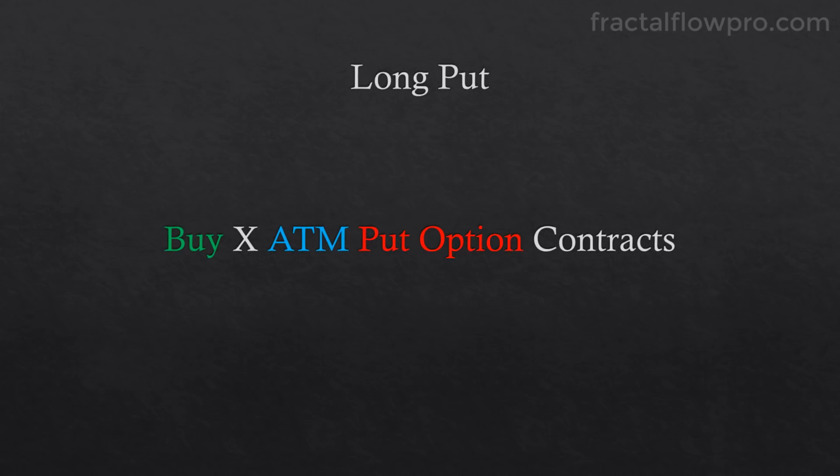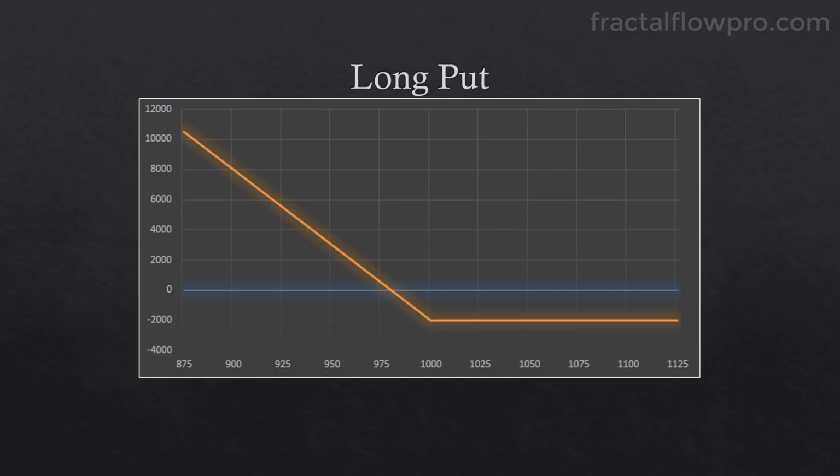Next in the basic option strategies, we have the long put strategy, which consists in buying an X number of at-the-money put option contracts. In the payoff chart of a long put strategy, we can see that it is the mirror image of a long call strategy, meaning that the strategy becomes profitable if the underlying price goes below the strike price at the expiration. If the underlying goes above the strike at expiration, the loss is limited to the option premium.